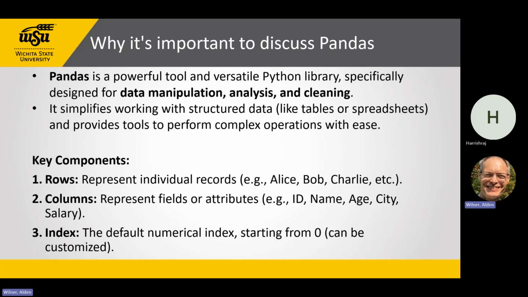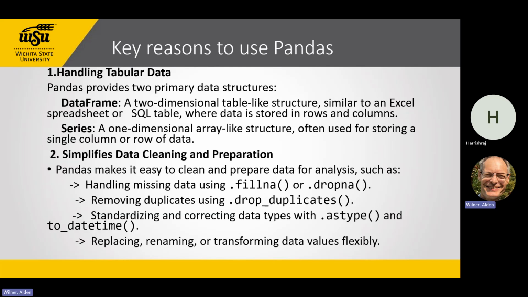All of our rows and columns in Pandas have numeric indexes. We can refer to them in the column by basically the header, what the name of the column is. We can name the rows with strings, or we can use the default zero-based indexing. So we're going to handle our tabular data. There are two primary data structures: the data frame, and the series.